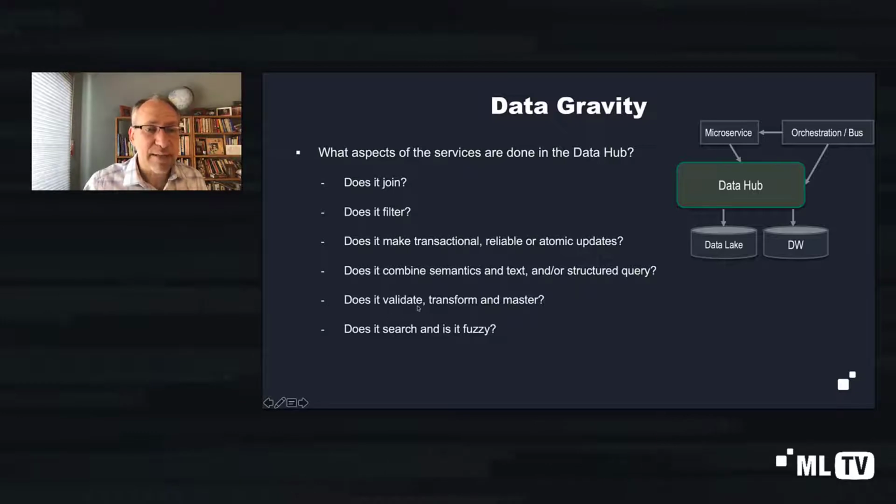Is it around validating, transforming, and mastering data? Especially transforming, right? Use the mapping capabilities in the data hub to put things into the right way and to track the history and lineaging and to govern those transforms so you know what you've done.